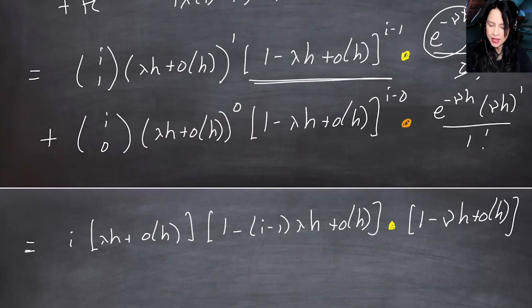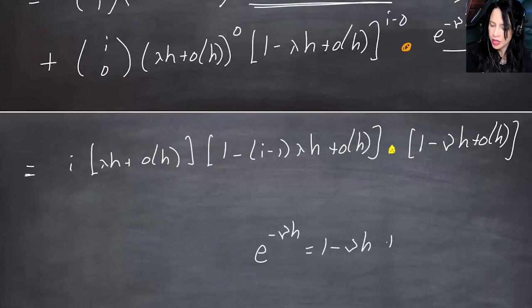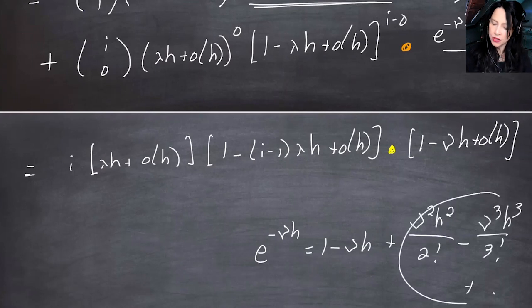But yeah, I got that. So I still need my next line, but that e to the negative nu h is 1 minus nu h plus nu squared h squared over 2 factorial minus nu cubed h cubed over 3 factorial plus, and these are all little o of h terms. So we get just this part plus a little o of h part.